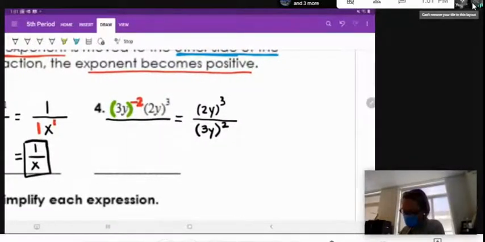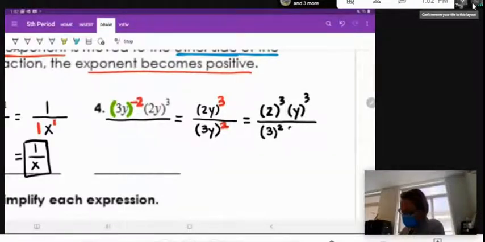So notice I have exponents on the outsides of these parentheses. These can be distributed inside. So every piece inside that base, all of the little individual bases, need that new exponent. So I'll have a 2 cubed and a y cubed. Then on the bottom, I'll have a 3 squared and a y squared.